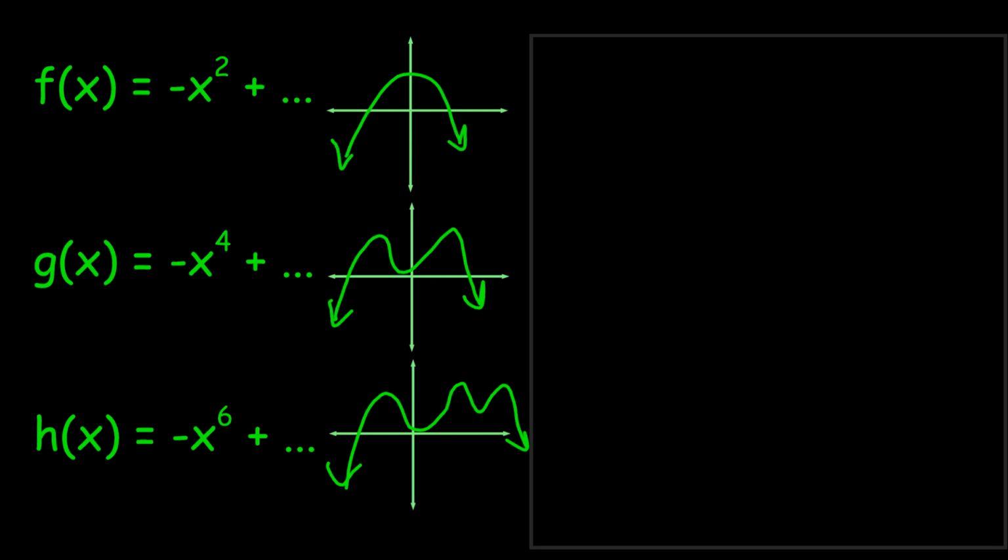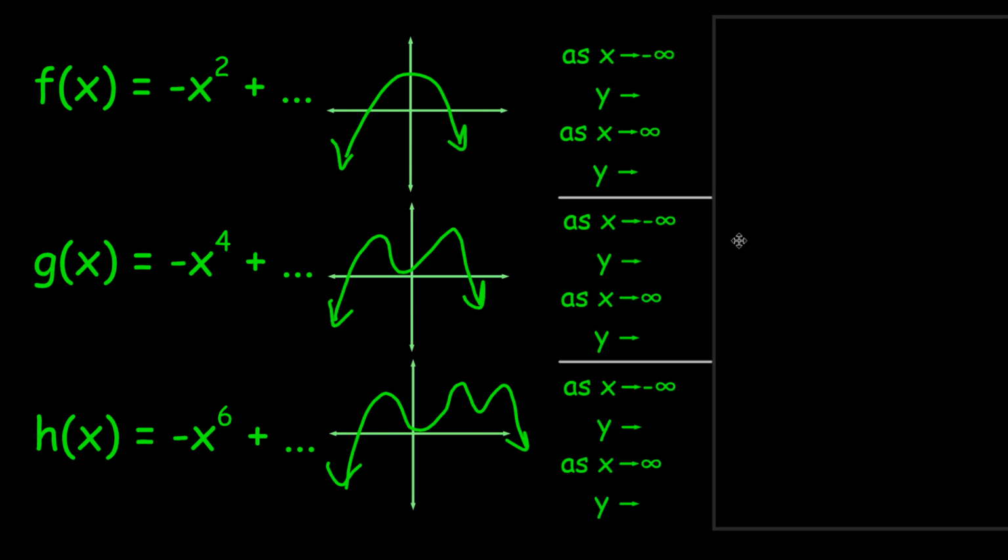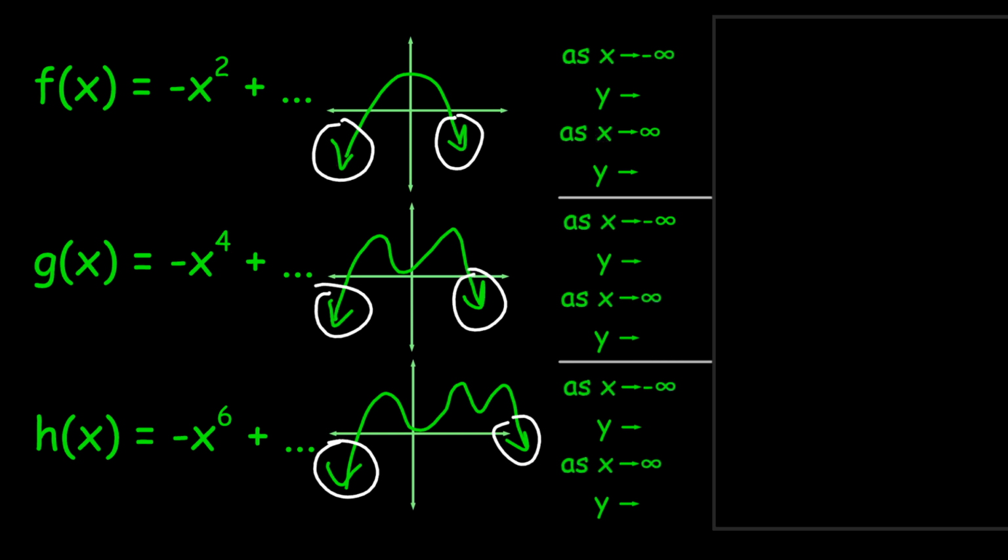And so hopefully you're starting to pick up on this. What's happening on all of these, on the left and the right, is it's going down. And so this time, instead of going to positive infinity, everything's going to negative infinity, because everything's pointing down on the left and the right. And then the limit notation would look the same.